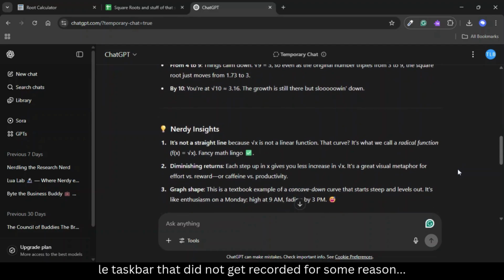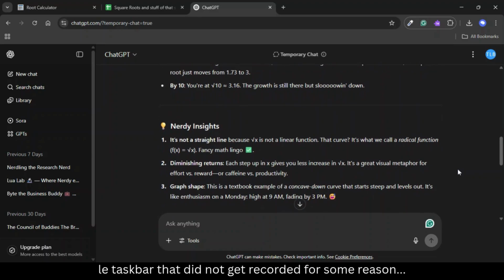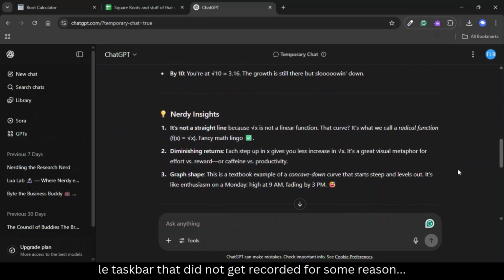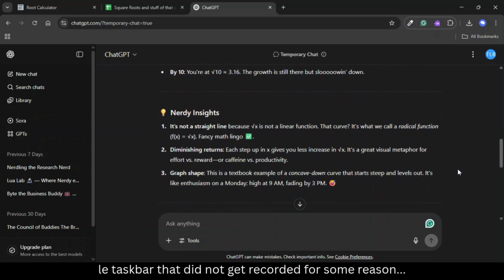Nerdy insights. It's not a straight line because square root of x is not a linear function. That curve, that's what we call a radical function.